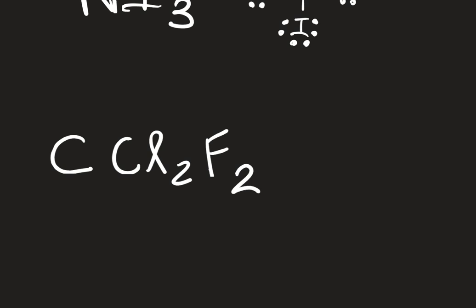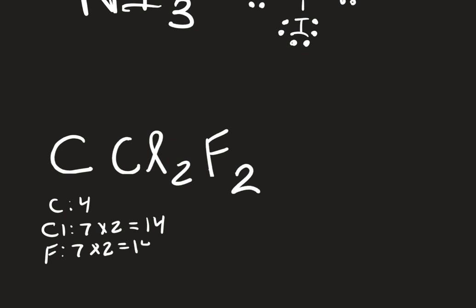So first we have to count up our valence electrons. So carbon has 4, chlorine has 7. I have 2 chlorines, which equals 14. And fluorine also has 7, and I have 2 fluorines, equals 14. So 14 plus 14 plus 4. So 14 plus 14 is 28, plus 4 equals 32 valence electrons.